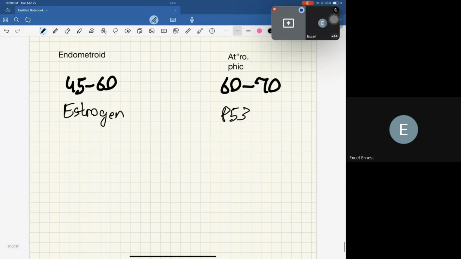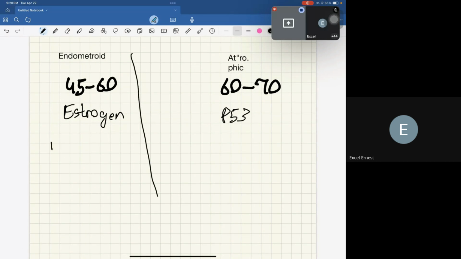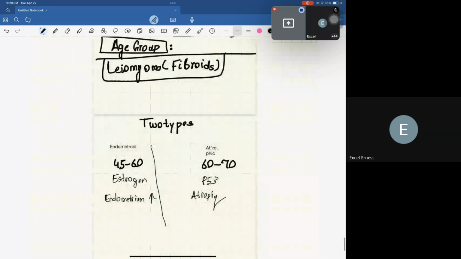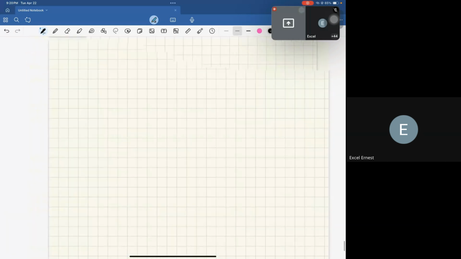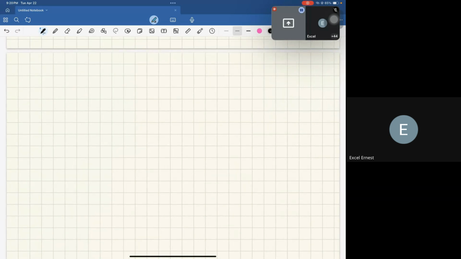In this, the endometrium will be enlarged, will be bigger. In this one, there will be atrophy and wrinkling of the endometrium. So these were the two types of endometrial carcinoma. Did everyone get it? Yes. Okay, so now let us move on to leiomyoma.